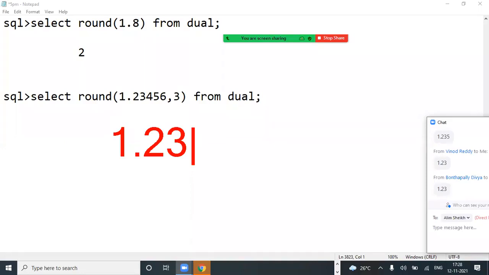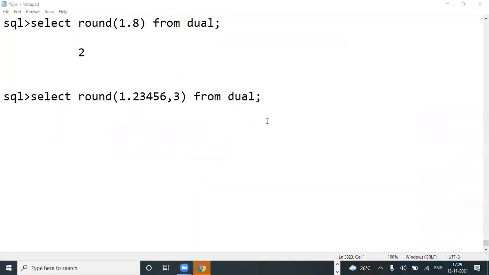Anybody good at mathematics is telling. Very good, one fellow is already telling. Now 1.23, 4 or 5? Very good, 5 is the correct answer. How? Very easy. 1.235 is the correct answer. Very good, so many fellows are telling. Ajay, we know. Okay, very good. Yes, here 5 only.